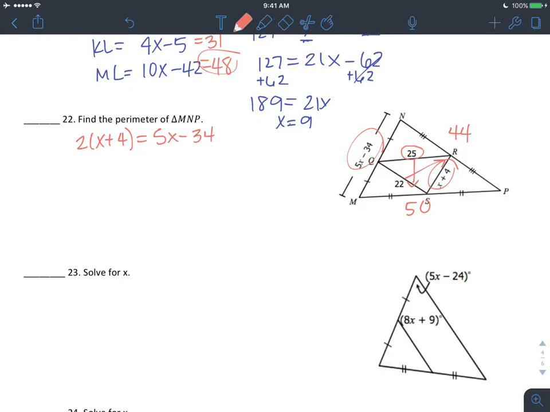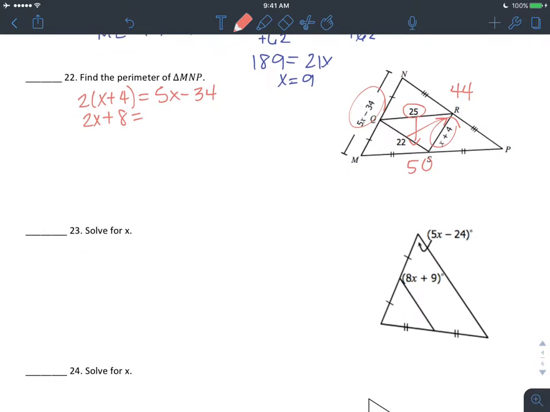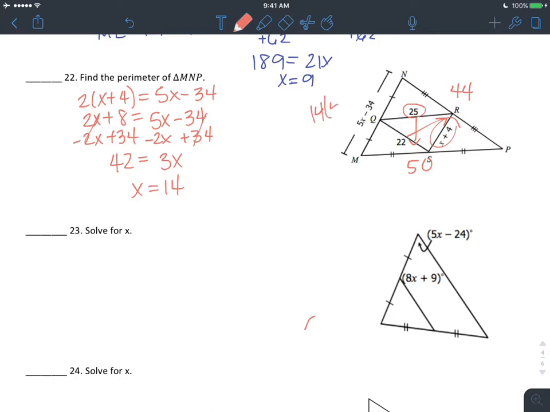and set it equal to our outside base. So 2x plus 8 equals 5x minus 34. So subtract 2x, add 34. We're going to get 42 equals 3x, and then x is going to equal 14. So when we plug 14 back in over here, we're going to have 14 times 5 minus 34, which comes out to be 36. So our final thing is find the total perimeter. So 36 plus 44 plus 50 for a final answer of 130.